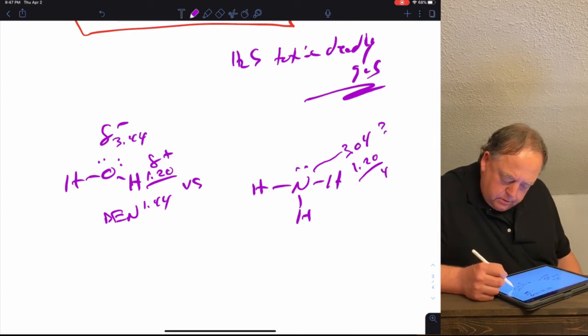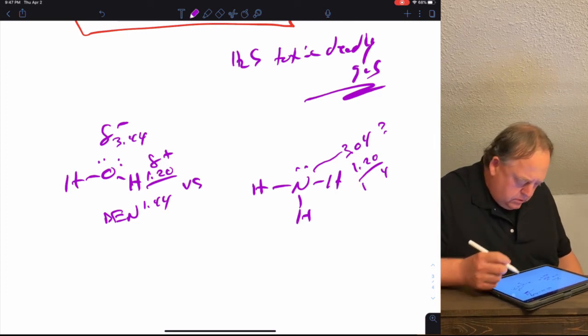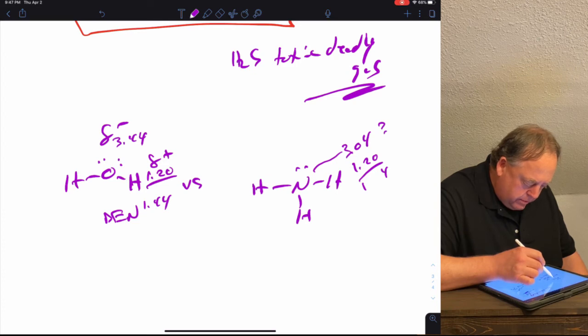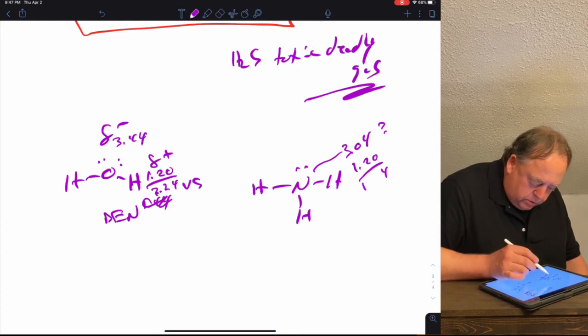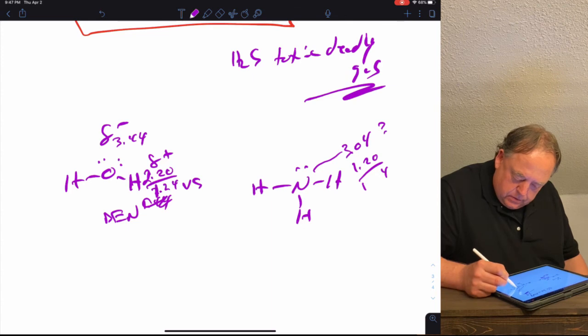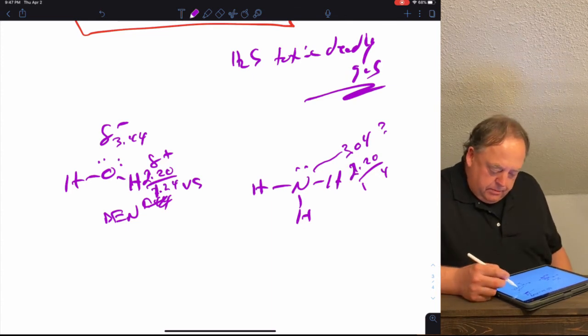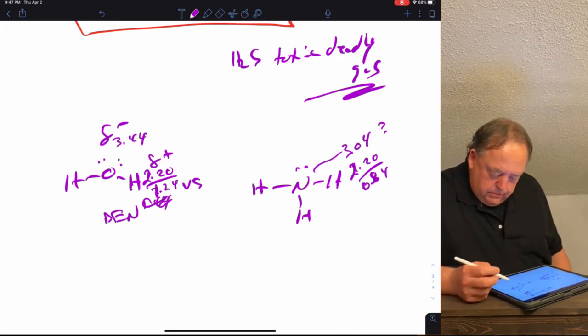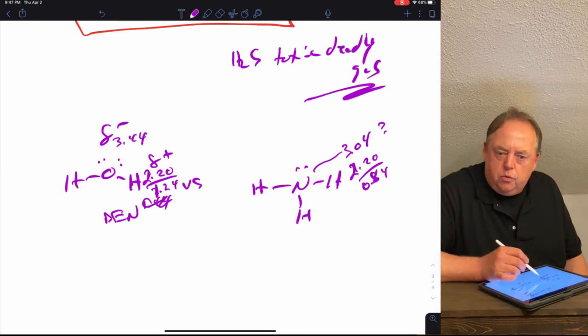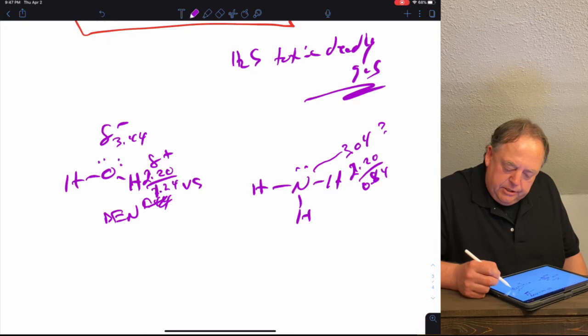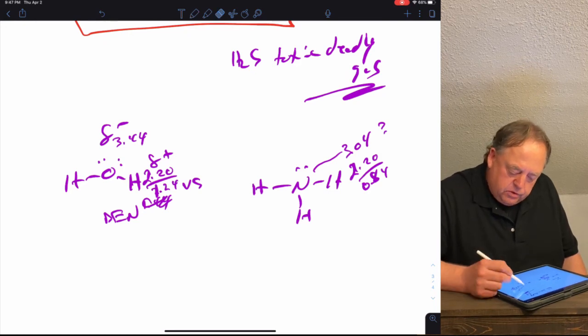Right. Am I doing my math wrong? I think I'm doing my math wrong. Totally wrong. Oh, it's 2.2. Hydrogen's 2.2. There we go, that's better. So for oxygen and hydrogen, the difference in electronegativity is 1.24. And for NH, I think, it's 0.84.